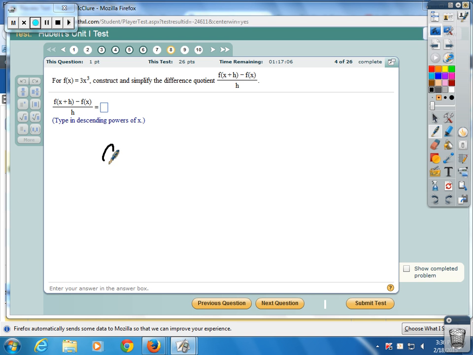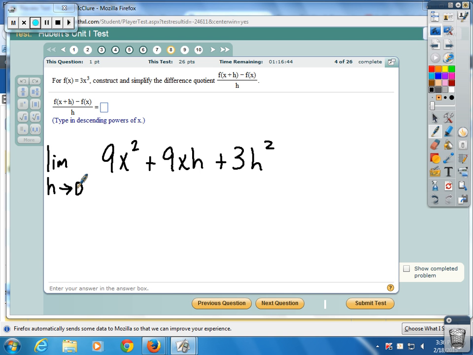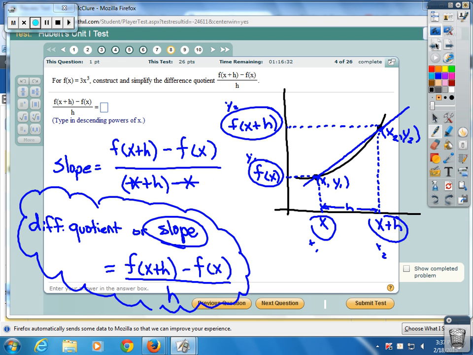It's 9x squared plus 9xh plus 3h squared. Now, what you're going to be given in calculus, you're going to go over all this algebra first week, and then they're going to throw the limit at you. And they're going to say the limit as h approaches 0. What did we say the h was a while ago? Remember the chart I showed you? Yeah, right here.